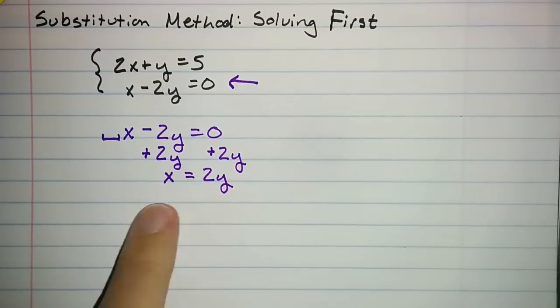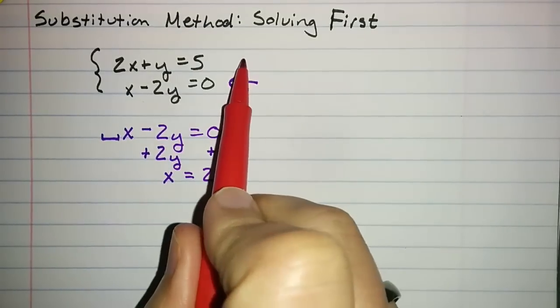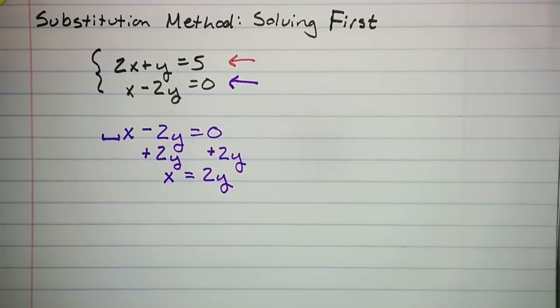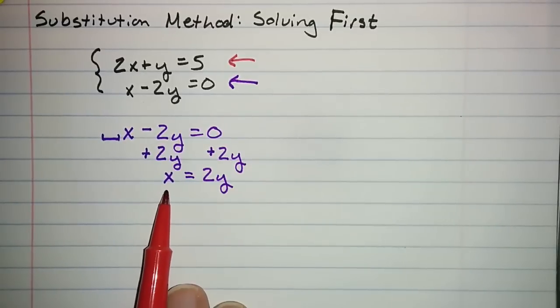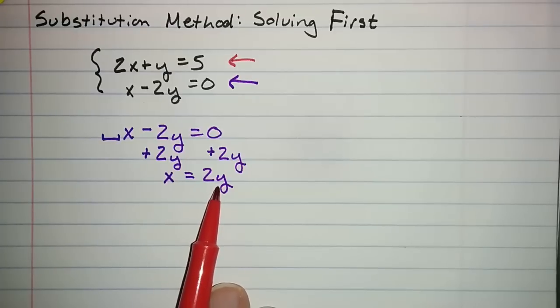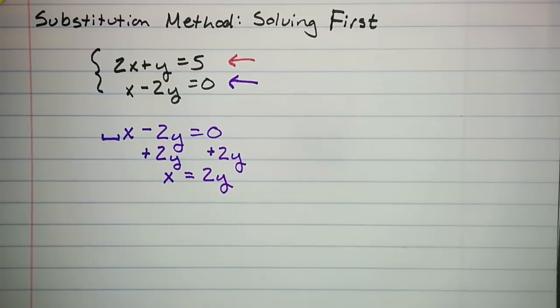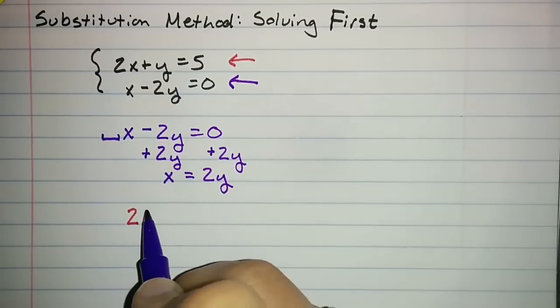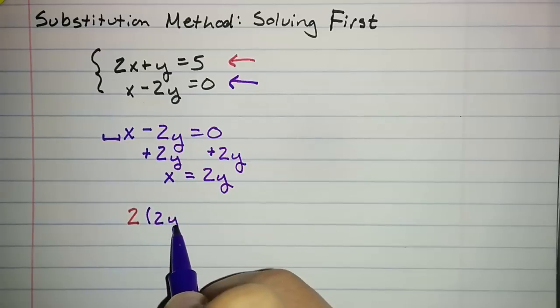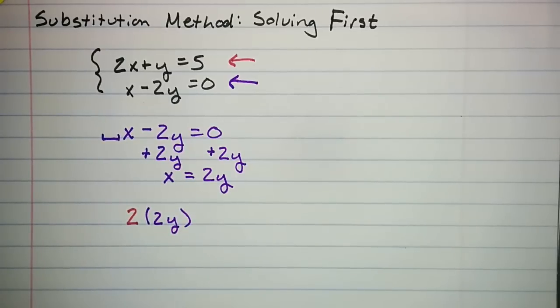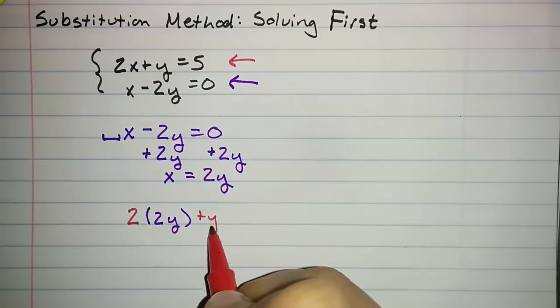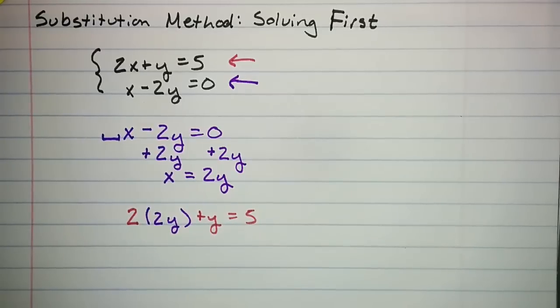So now this is the form that we want for substitution. We can go to the other equation and replace x by this expression that's equal to x. What does that give us? 2 times this thing that's equal to x plus y equals 5. Let's simplify this. 2 times 2y is 4y.